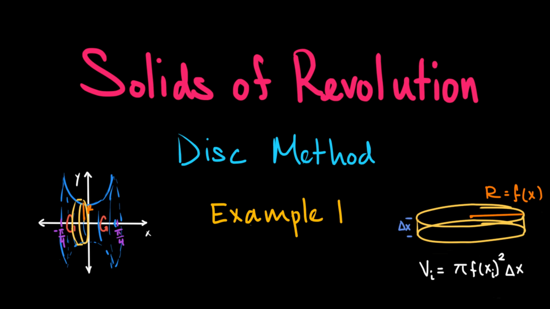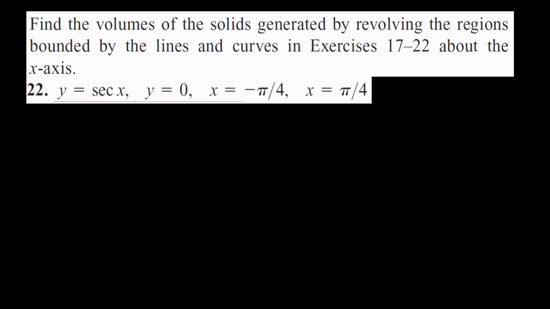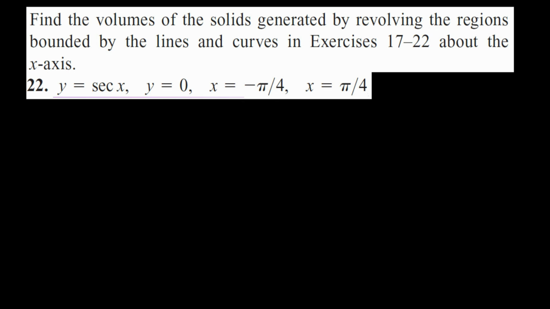Hey guys, in this video we're going to cover an example of solids of revolutions using the disk method. So let's take a look at a problem I have here. This is from a textbook called Calculus by Thomas, and this says, find the volumes of the solids generated by revolving the regions bounded by the lines and curves and exercises 17 through 22 about the x-axis.